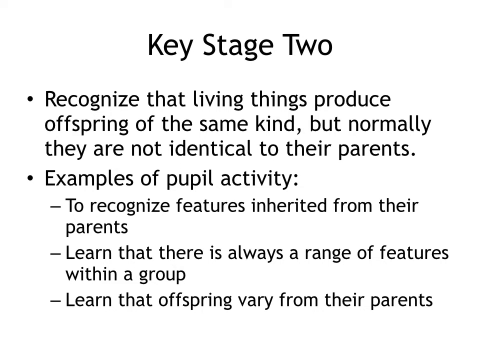Now let us continue to teaching diversity at Key Stage 2. The idea of teaching diversity in Key Stage 2 is more sophisticated, where students need to recognize that living things produce offspring of the same kind, but normally they are not identical to their parents. So instead of looking at just themselves, they also have to look at their parents, which is one level higher, and look at what criteria or features were inherited by them or their sisters. It is not only applicable to them, it can also be to plants or animals.